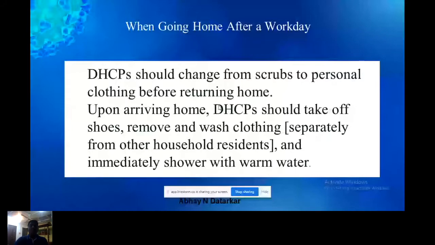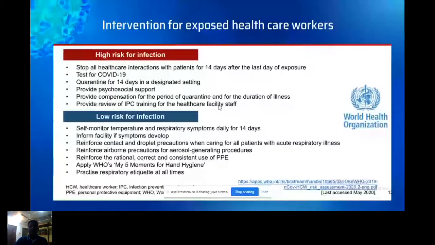Now, what are the interventions for exposed healthcare workers? Suppose by chance you feel that the possibility of exposure is there. It can be divided as a high risk for the infection and a low risk. The recommended guidelines given by the WHO: stop all healthcare interactions with patients for 14 days. So if you feel that you got exposed to this, you have to take proper advice, quarantine yourself, test yourself for COVID-19, and quarantine for 14 days.